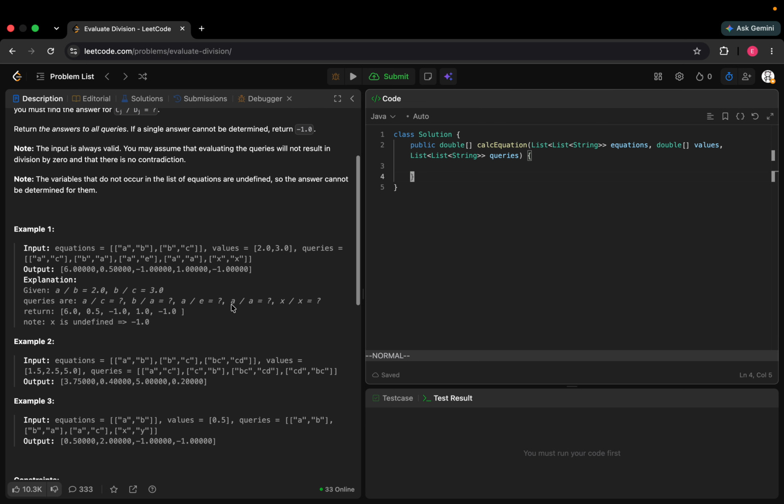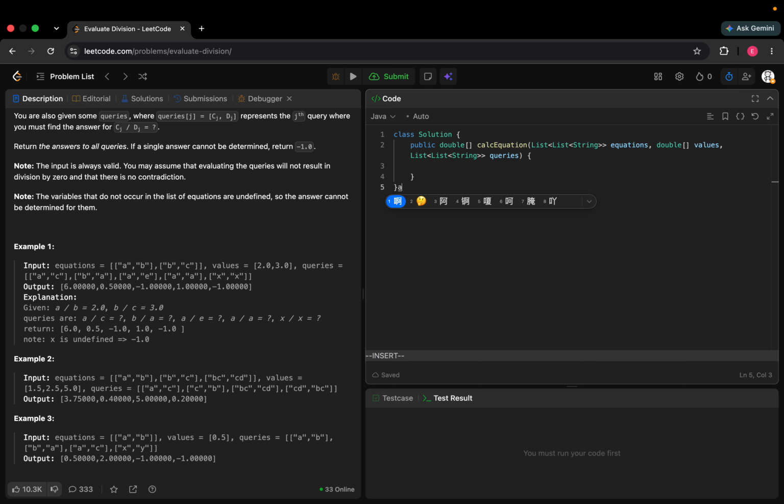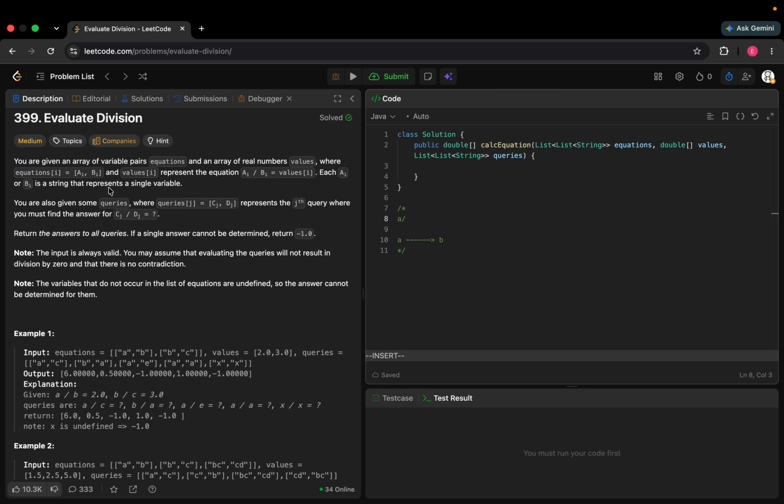So for this problem, it's a graph problem. You have to identify that first. So like this, A points to B, like A B, right? Actually, this means A divided by B is equal to 2.0 here, and B pointing to C here means 3.0.